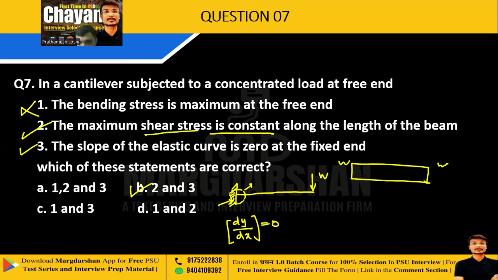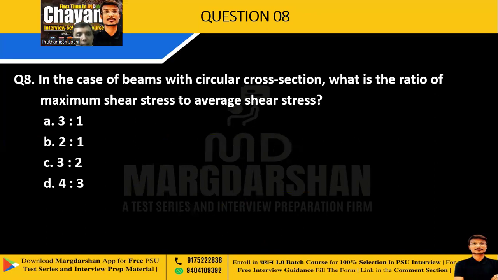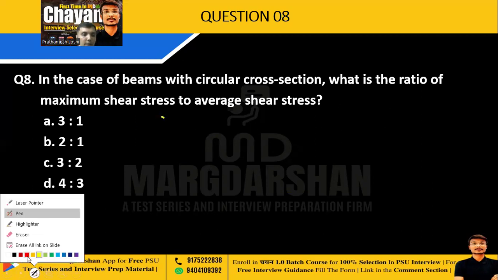Okay. So these kinds of questions are more frequent in HPCL and RCFL examinations because they have to check more of your concepts in the minimum amount of given time. So they will ask you this kind of question also. So be ready for this. Now question number 8. In the case of beams with circular cross section, what is the ratio of maximum shear stress to average shear stress? Okay. Now see. I will change pen color.